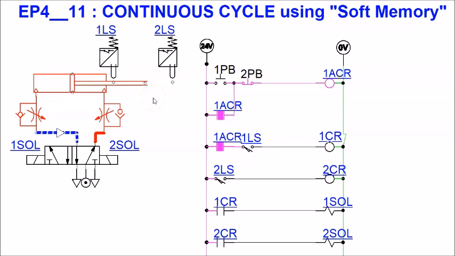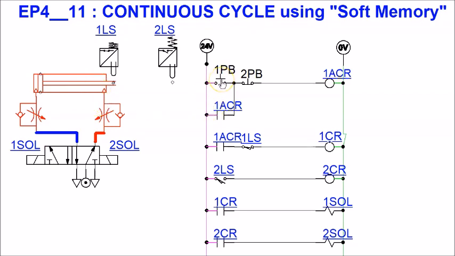Okay, and the only way to turn it off is to turn off ACR, which I'm going to do now by pressing 2 PB. I turn off ACR, and even if the cylinder piston is at the retracted position, 1LS normally open held closed, because ACR is now off, there will be no power going to the 1CR coil. Hence the solenoid 1 will never be energized, so the cylinder will stay at its retracted position. So this is how I stop the cycle.